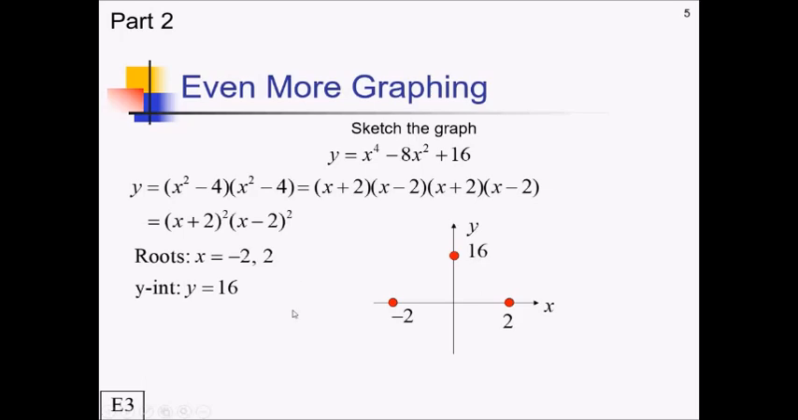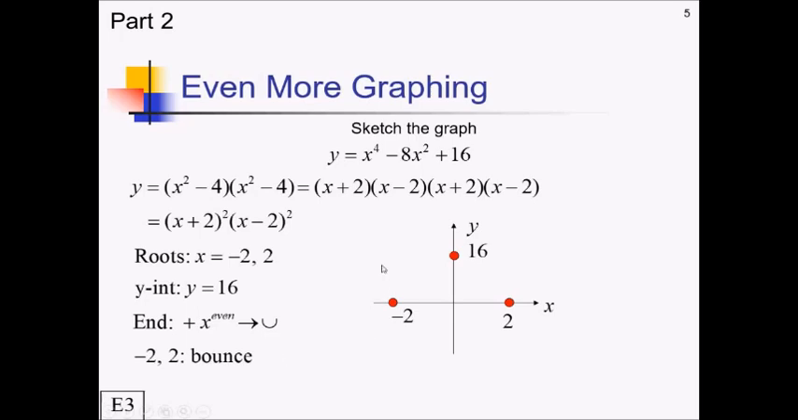For the end behavior, we're looking at this x to the fourth, our lead term. This is a positive x to an even power. So that's going to behave like a parabola, like an x squared, opening up. So we're starting above the x-axis and ending above the x-axis. And finally, for the root behavior, these are both double roots, negative 2 and 2 coming from these squared parentheses. So we're going to bounce at both of those.